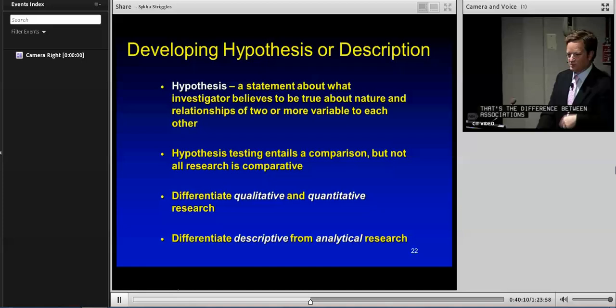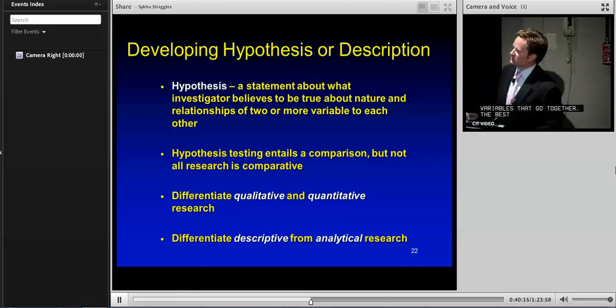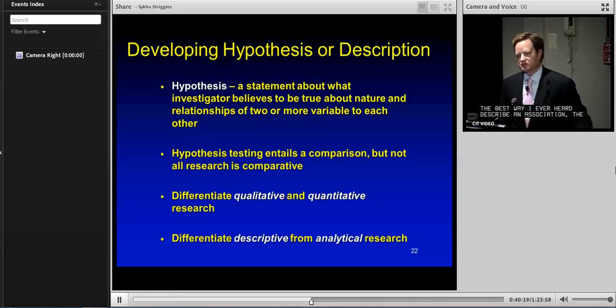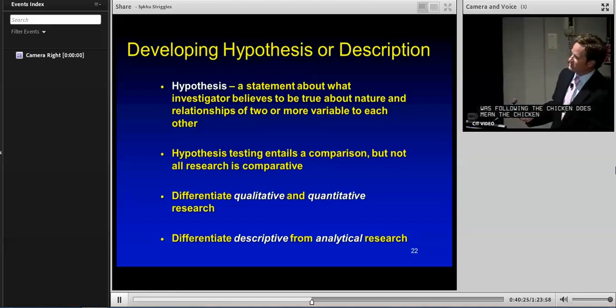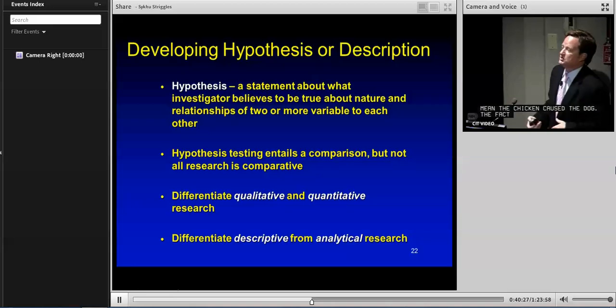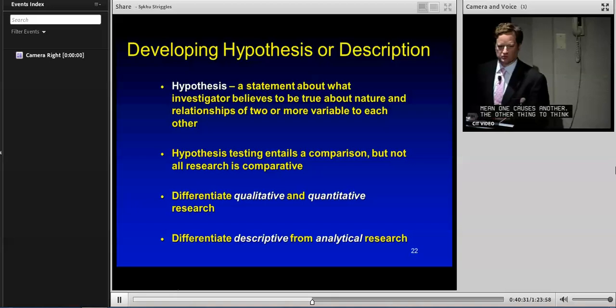Association is just two variables that go together. The best way I ever heard an association described was the farmer who saw the dog chasing a chicken across the yard, and he said just because the dog was following the chicken doesn't mean the chicken caused the dog. So the fact that two things are going together doesn't mean that one causes the other. The other thing to think about is the difference between qualitative and quantitative research.